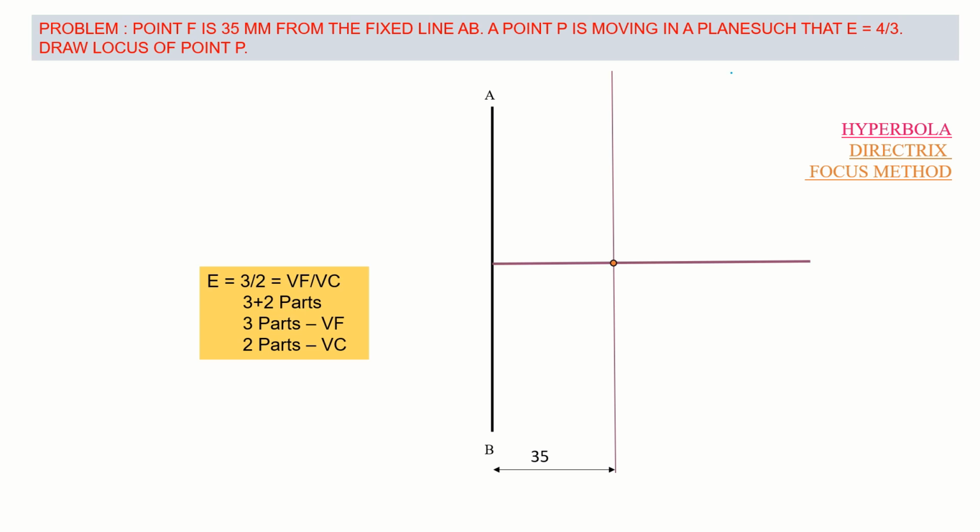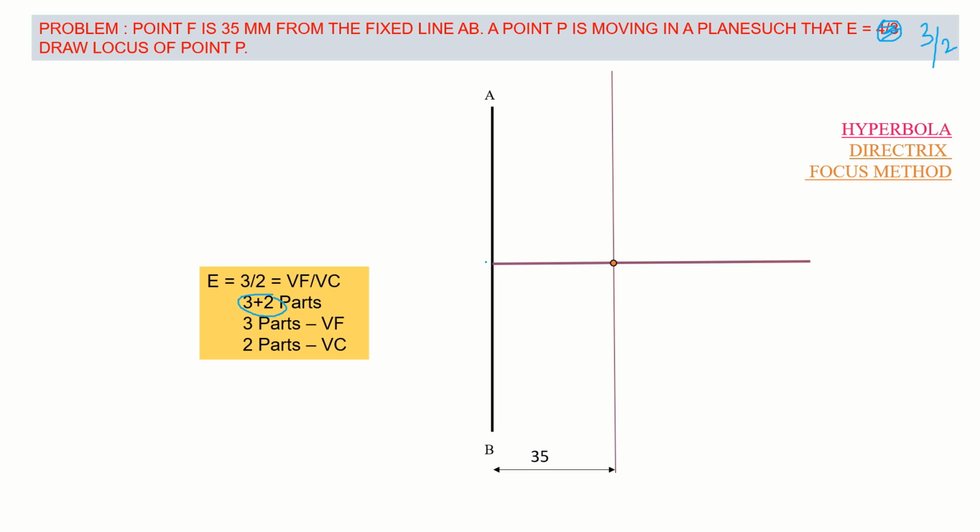Okay, so it is given wrong here. I'm sorry. Instead of 4 by 3, it will be 3 by 2, so that we will get 5 parts. So the E ratio will be 3 by 2. VF should be 3 parts and VC should be 2 parts. So totally I have to divide the 35 mm distance into 5 equal parts.